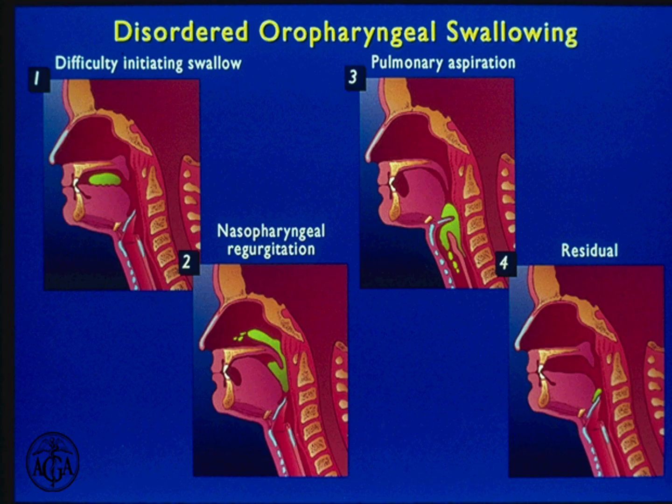This slide shows you what happens in oropharyngeal dysphagia when there is difficulty to initiate swallowing. Again, the green component is the food, and in the second part you see that there is nasopharyngeal regurgitation, food coming out through the nose. There could be aspiration and choking to the trachea and the lungs, and it would be sometimes difficult to clear the food from the mouth and throat.